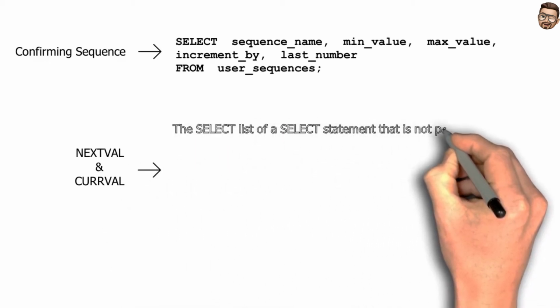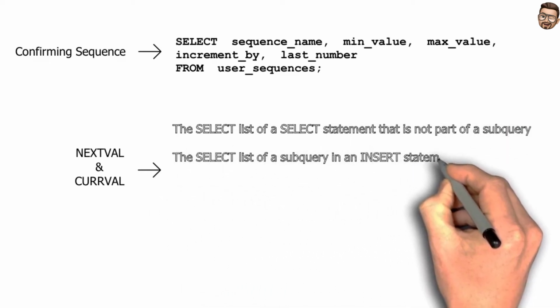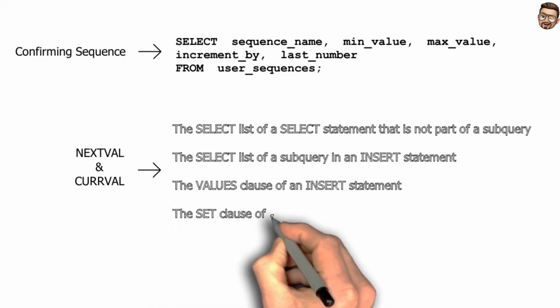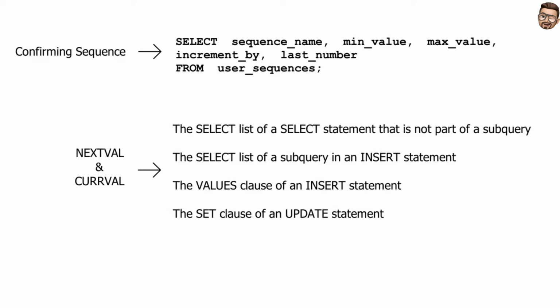You can use NEXTVAL and CURRVAL in the following contexts: the select list of a select statement that is not part of a subquery, the select list of a subquery in an insert statement, the values clause of an insert statement, and the set clause of an update statement.